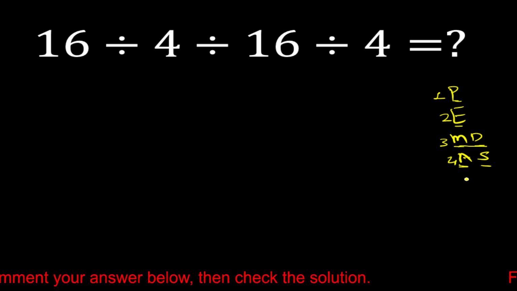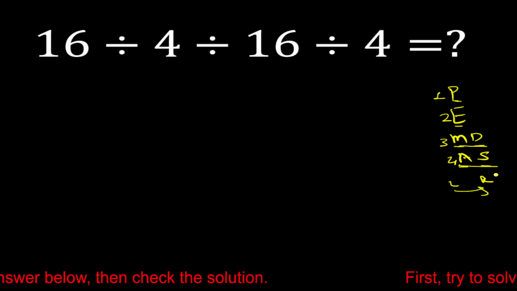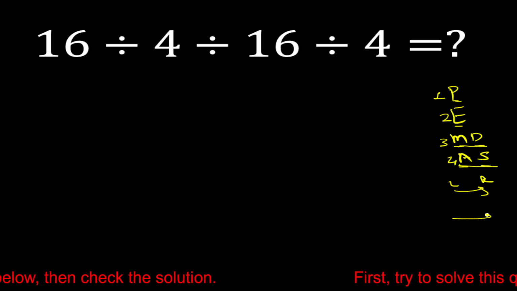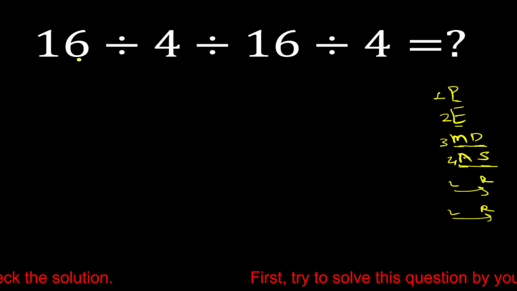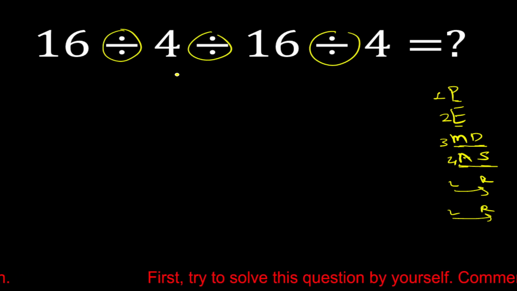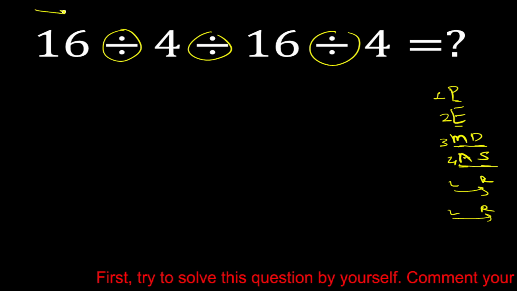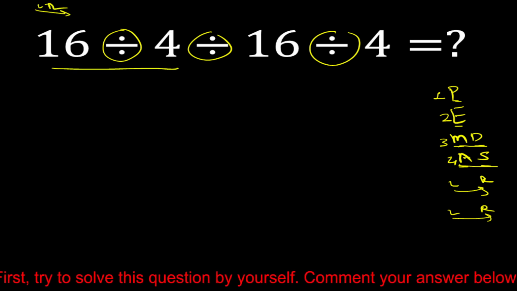Here multiplication and division both have equal priority, so we have to solve it from left to right. And addition and subtraction also both have equal priority, so we have to solve it from left to right. Okay. So now here is division, here also is division, and here is division. So first we have to solve it from left to right because all have equal priority. So first we have to solve this division.